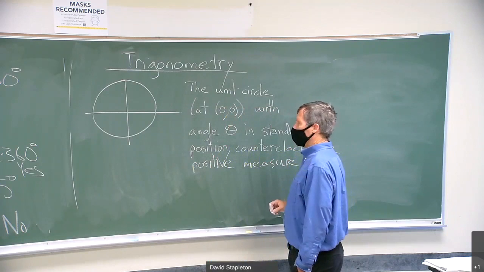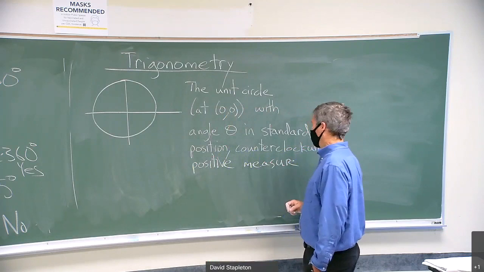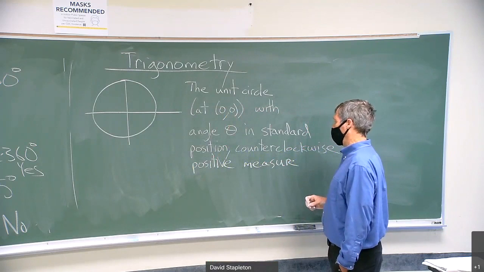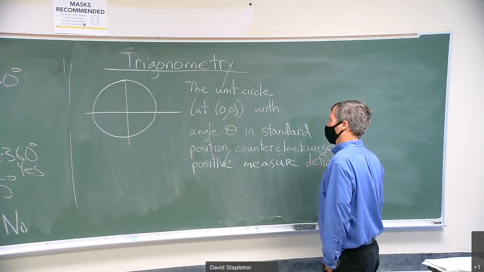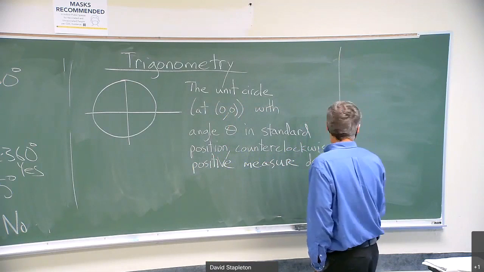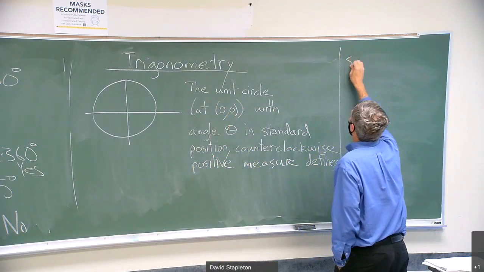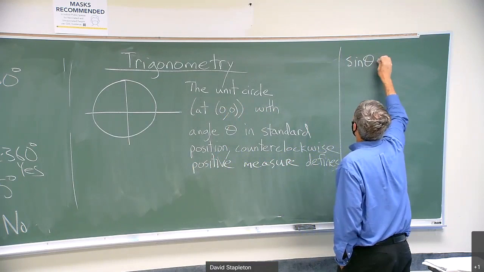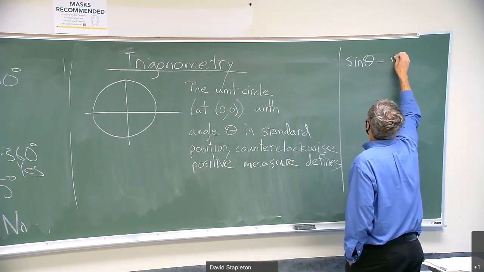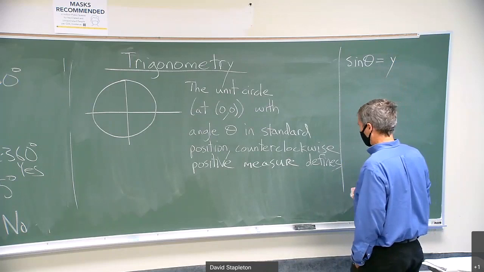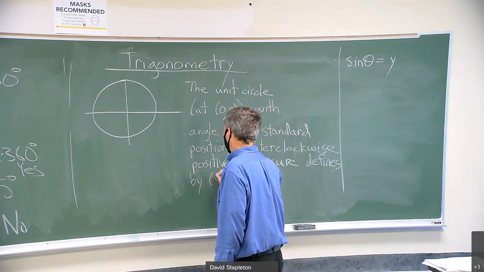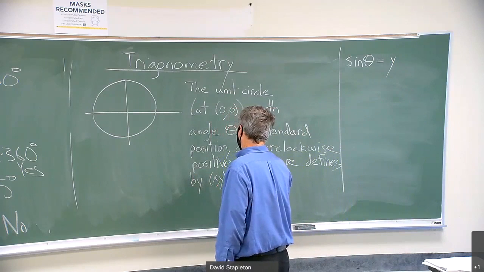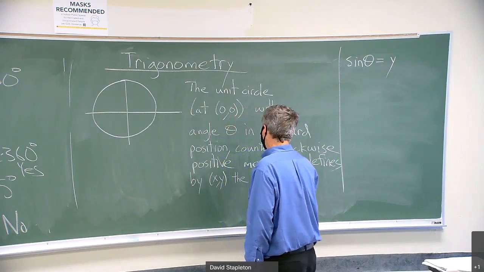This has a way of defining 6 trigonometric functions. Put them up here so I can get them all on. We'll define the sine of the angle theta to be the y coordinate on the unit circle. So it's defined by x, y, the intersection of the terminal ray with the unit circle.